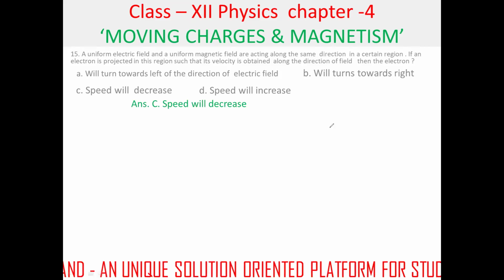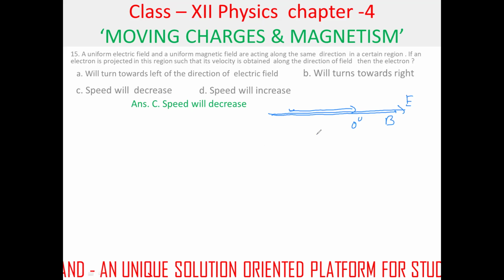The question says that a uniform electric field and a uniform magnetic field are acting in the same direction. Suppose this is the line of the electric field, and this is also the line of action of the magnetic field. If an electron is projected in this region such that its velocity is along the direction of the electric field, then the angle between the electric field and the velocity vector of the electron is 0 degrees. Also with the magnetic field it is 0.